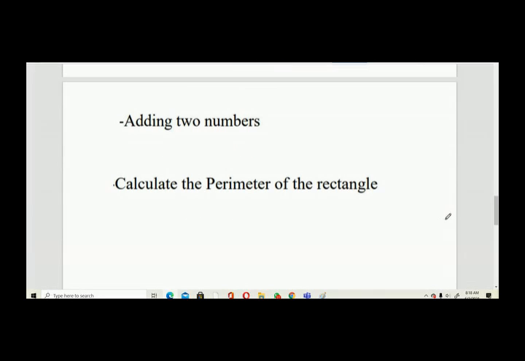Calculate the perimeter of the rectangle. Write the question down. Madam, what is the perimeter? What is the perimeter of a rectangle? You know the area of a rectangle, in order to find the area.